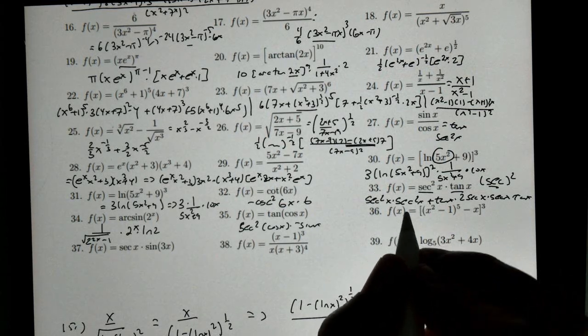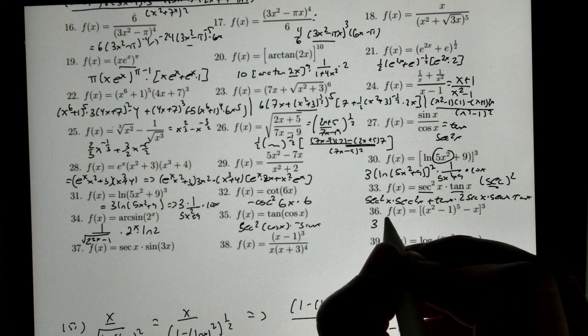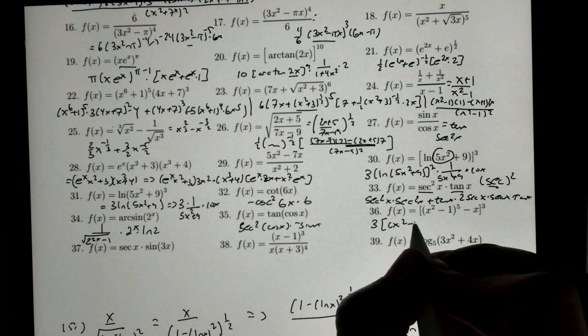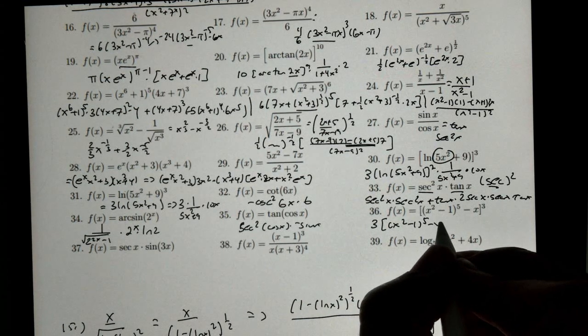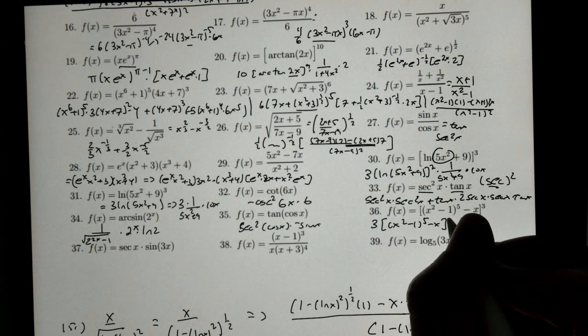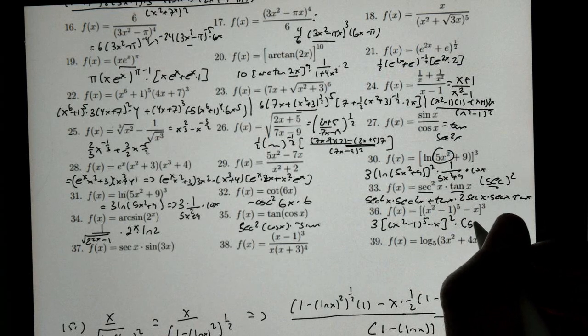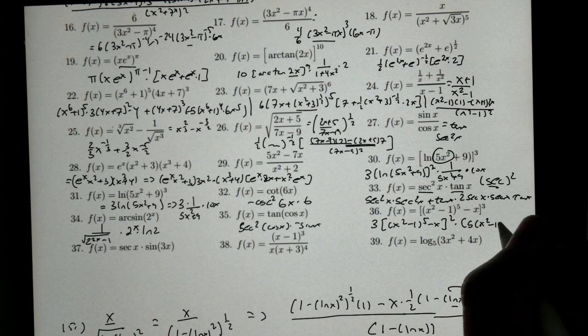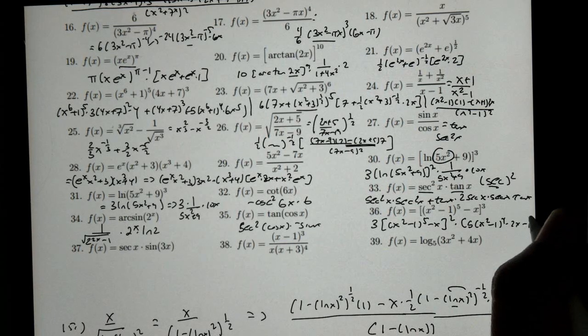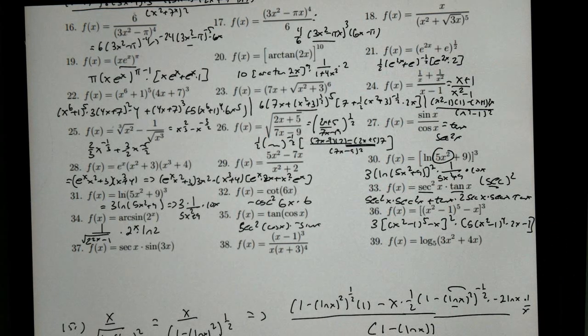Over here, just chain rule. We get 3. Hello. We get 3. This becomes x squared minus 1 to the 5th minus x squared, times the derivative of the inside. We get another chain rule. 5x squared minus 1 to the 4th times 2x minus 1. There we go.